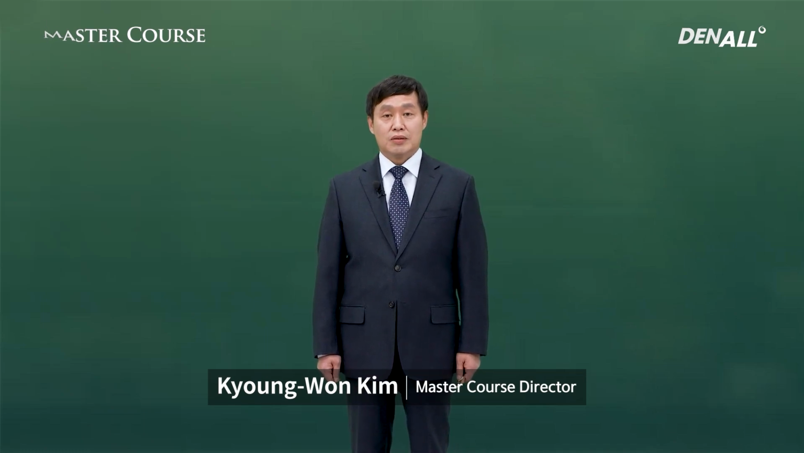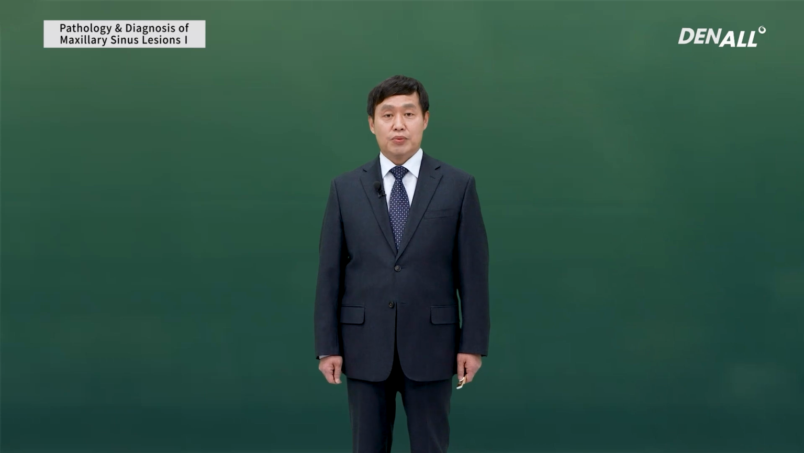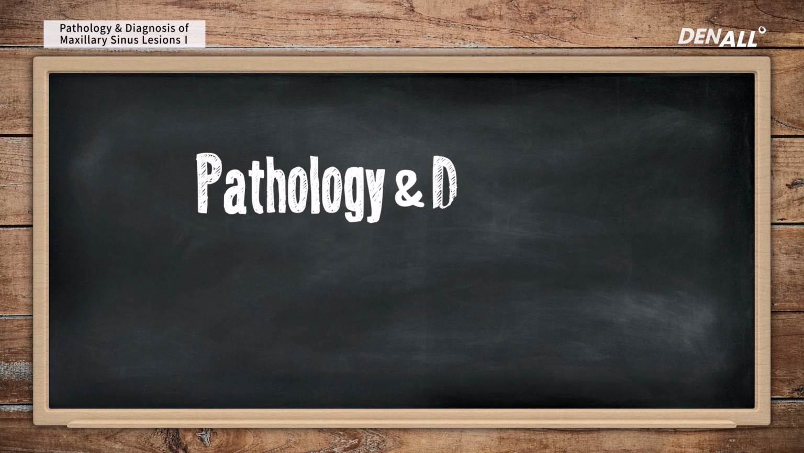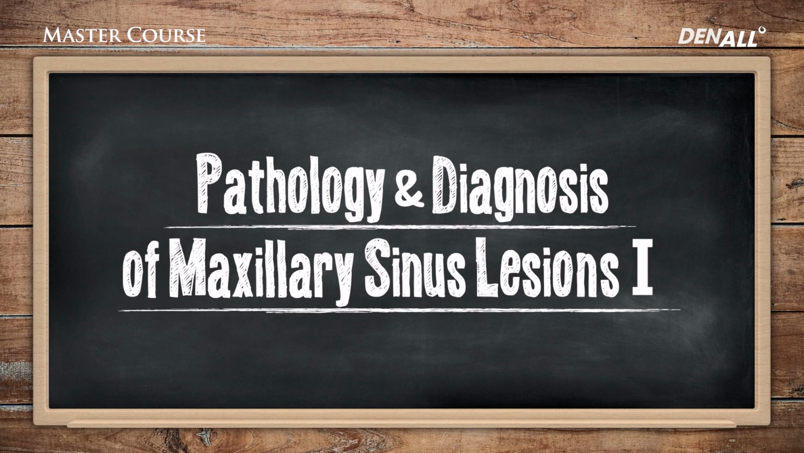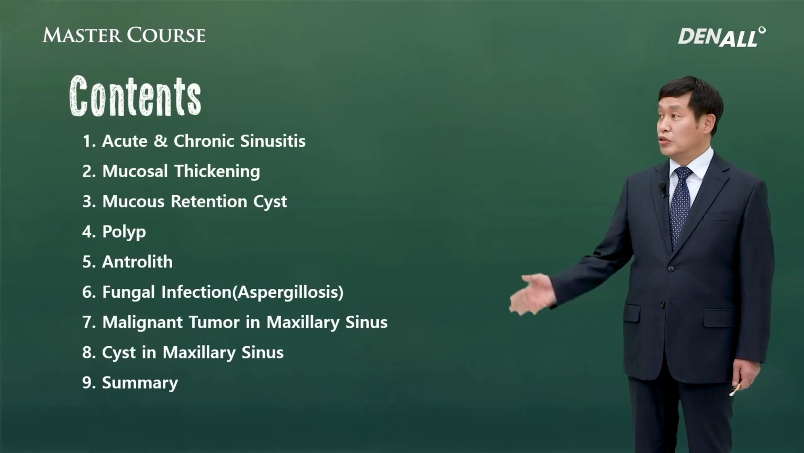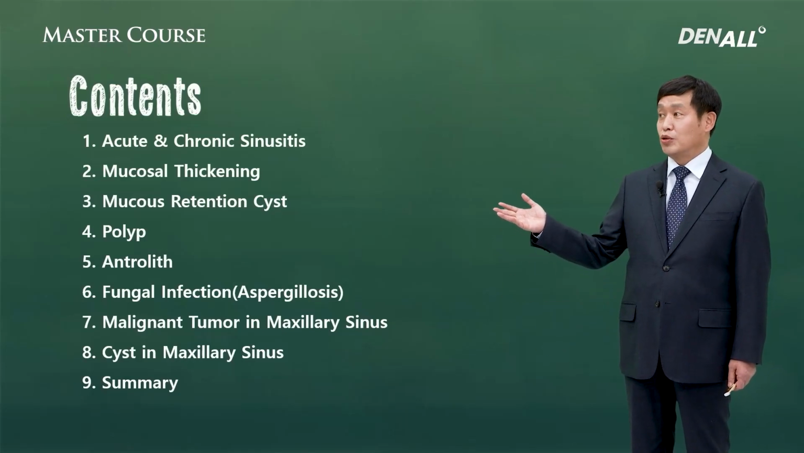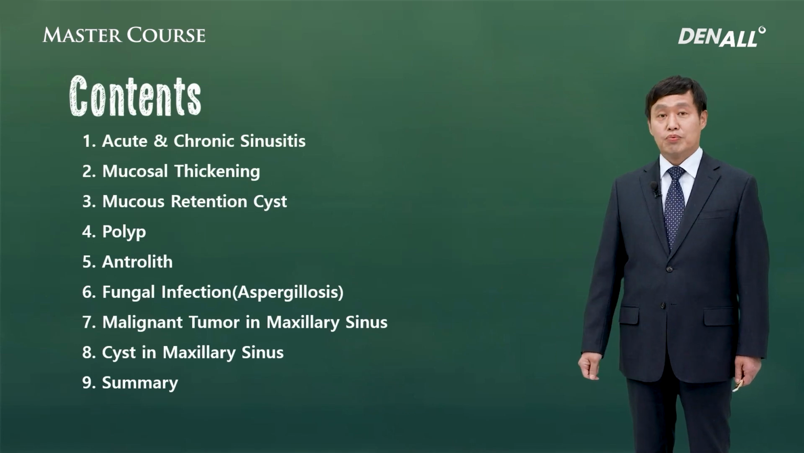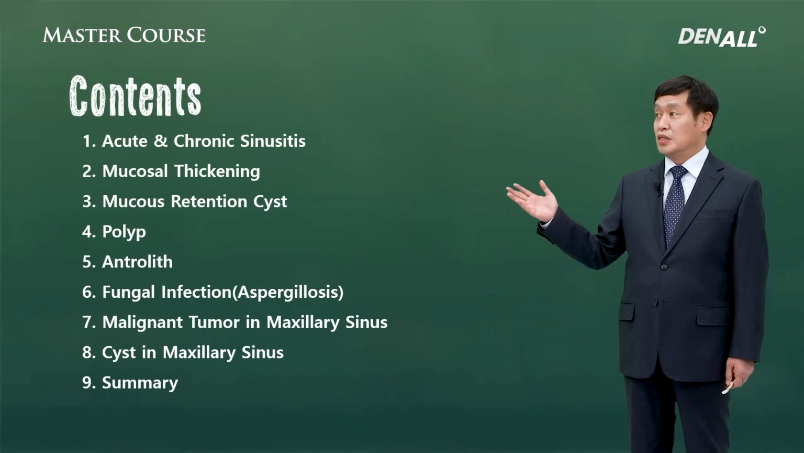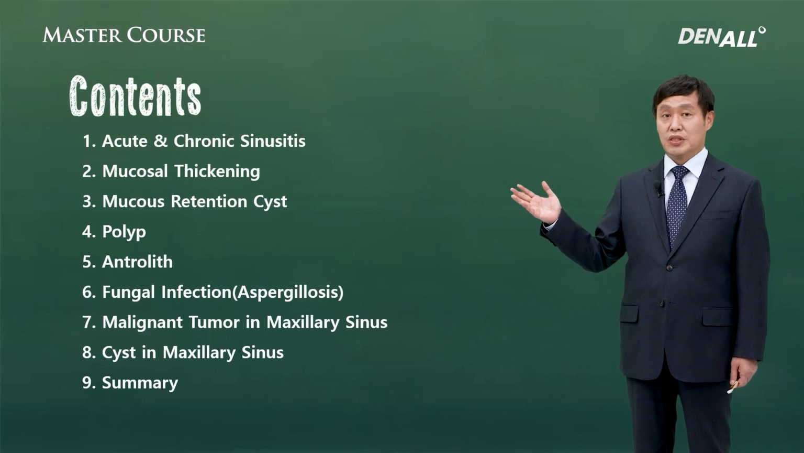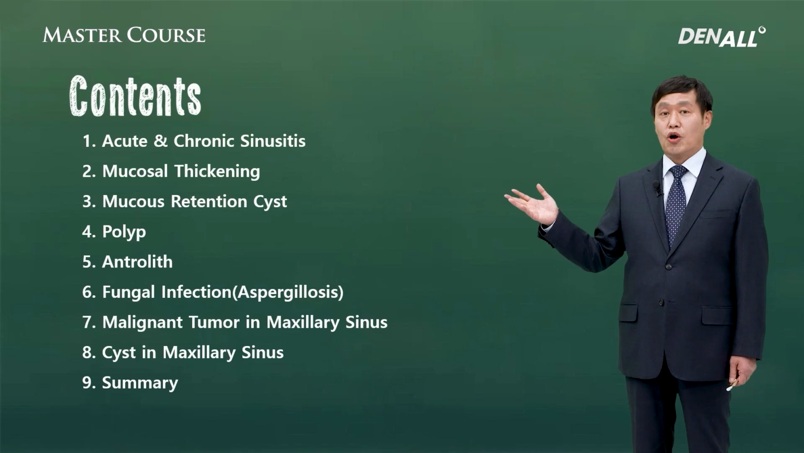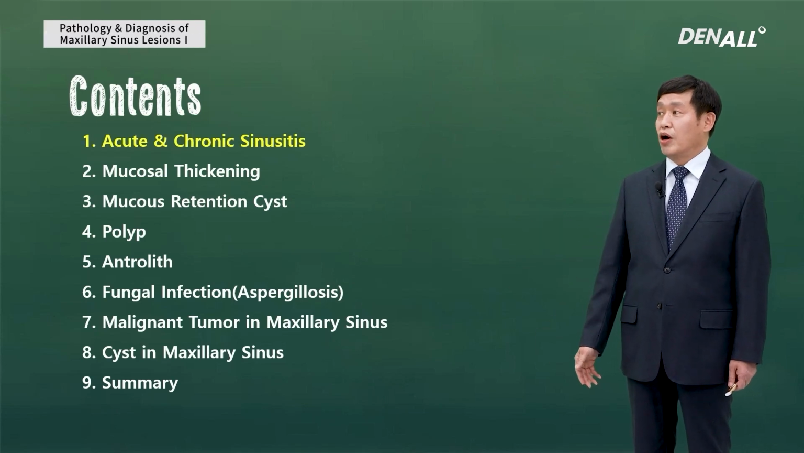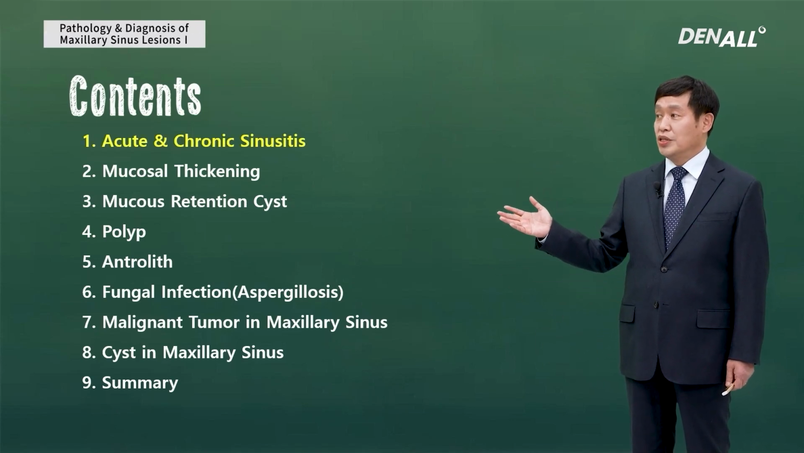Today I'm going to talk about pathology and diagnosis of maxillary sinus lesions. As you can see, there are 8 different types of lesions. Today I'm going to talk about inflammation that is most problematic within sinus, in other words, acute and chronic sinusitis. In the next lecture, I'm going to address other diseases.